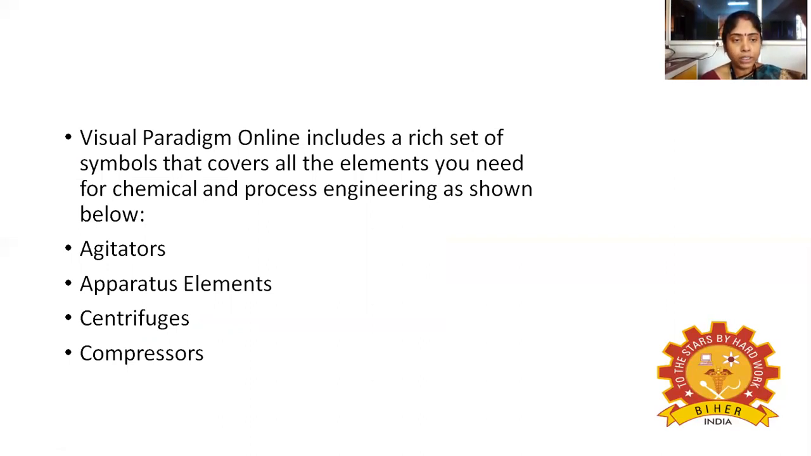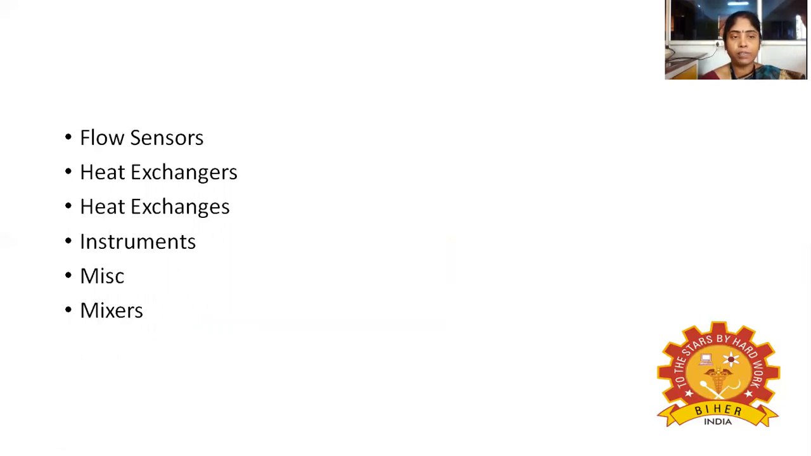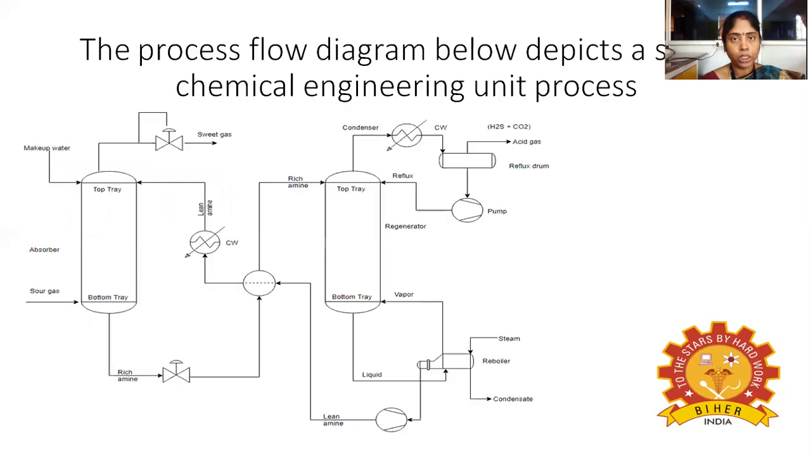So for these things: agitators, apparatus elements, centrifuges, compressors, grinders, drivers, engines, feeders, fillers, aerators, spargers, baffles, everything that has to be considered for flow sensors, heat exchangers, instruments, mixers, the pipings, and valves, whether the valve is closed or open, can be represented in a simple form that gives you detailed information about the process flow diagram for any product formation. Okay, so this is your simple flow diagram that depicts any chemical process.